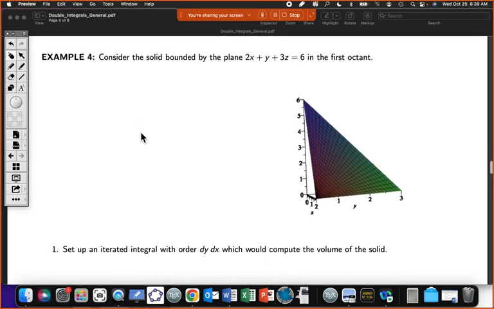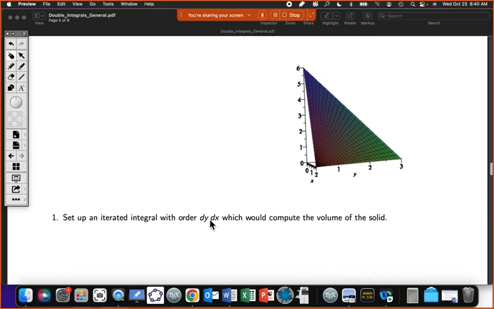So let's take a look at this example. Consider the solid bounded by the plane 2x plus y plus 3z equals 6 in the first octant. So there's a sketch of the situation. Set up an iterated integral with order dy dx, which would compute the volume of the solid.